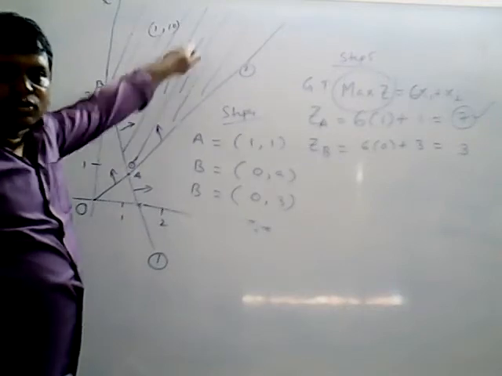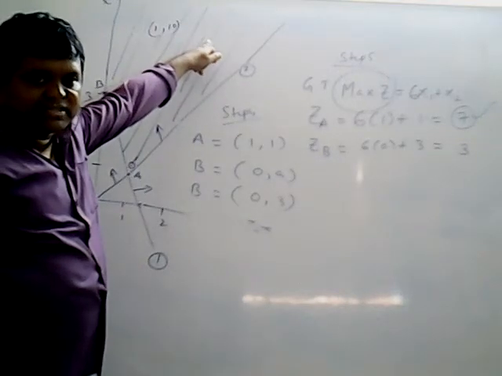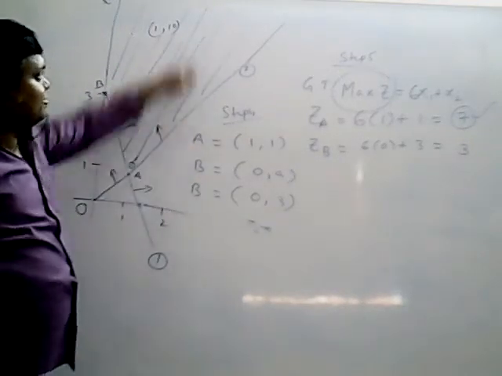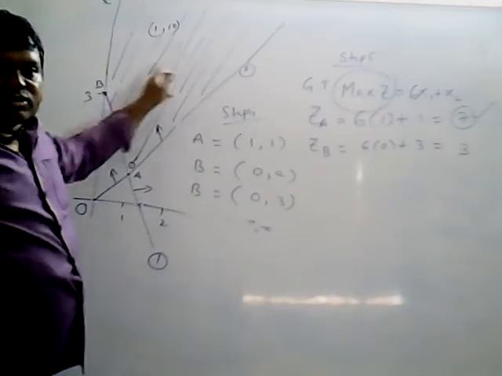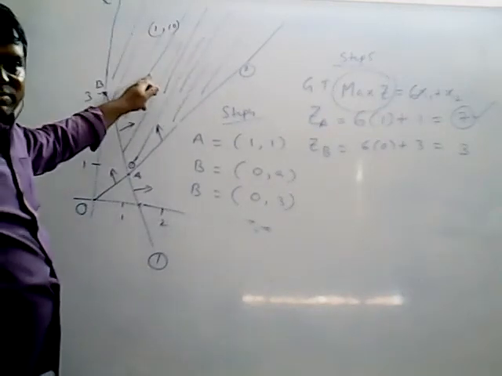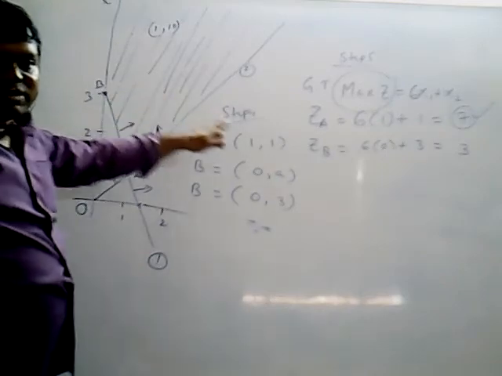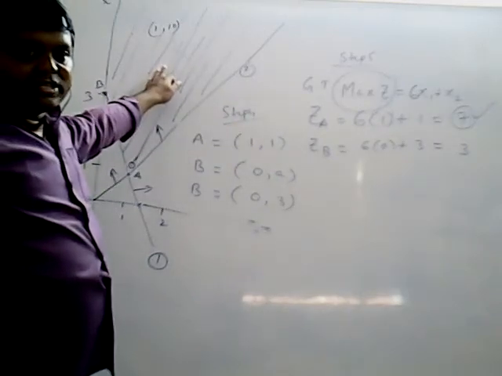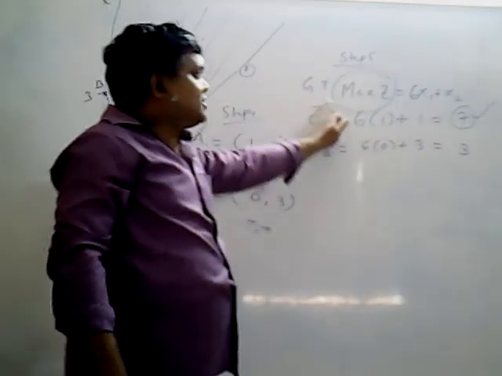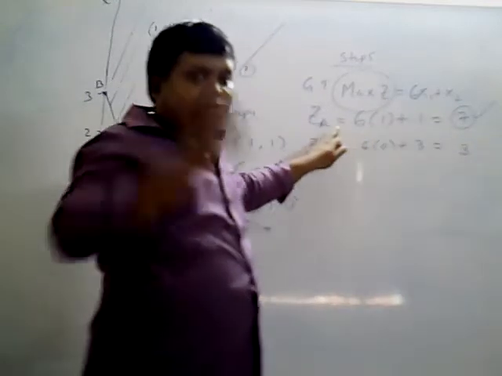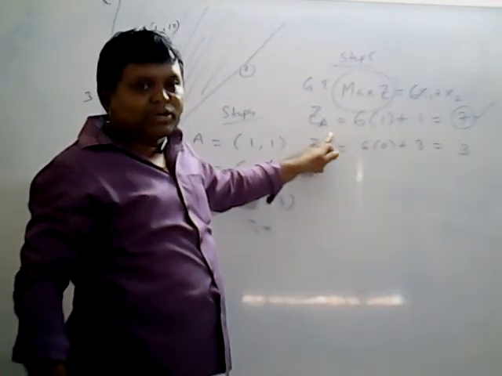2 comma 8 exists, 2 comma 7 exists. Okay, and 3 comma 5 exists. So there are so many points that exist in this feasible region. And what you are saying for this particular problem, in this feasible region, you are saying that the maximum value of z equals 7 at this point only, the point 1 comma 1.